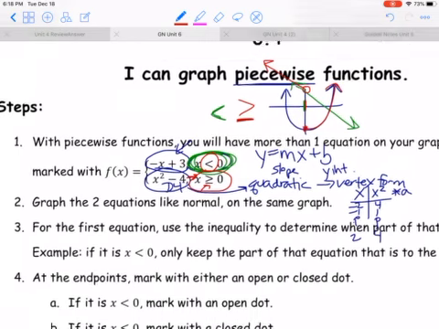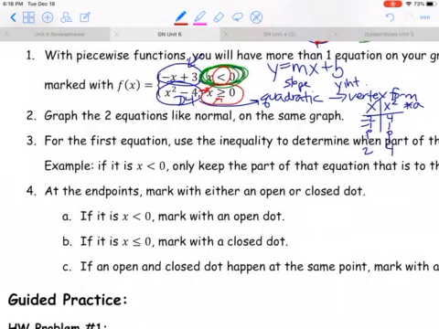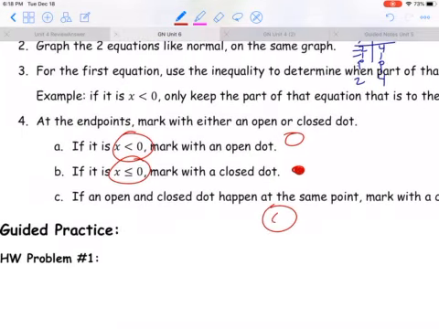So that's it, pretty much. So again, if you see this symbol, it's an open dot. This symbol, it's a filled in dot, right at the end point there. And then if an open and a closed happen at the same exact point, you don't just write a bullseye, you actually just fill it all in. So it's just one single solid point.